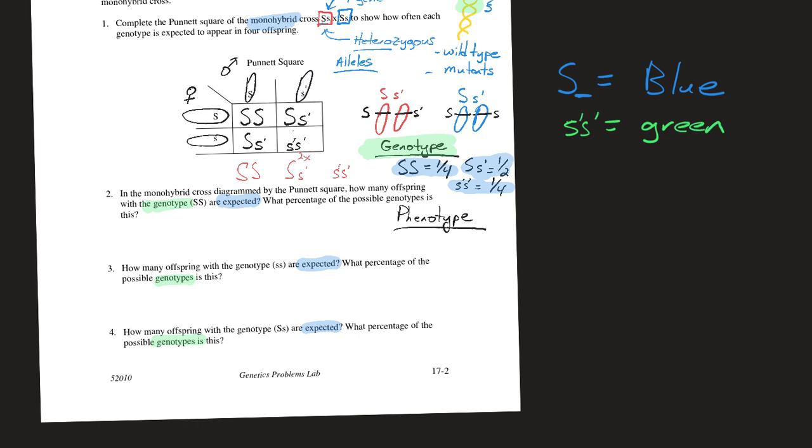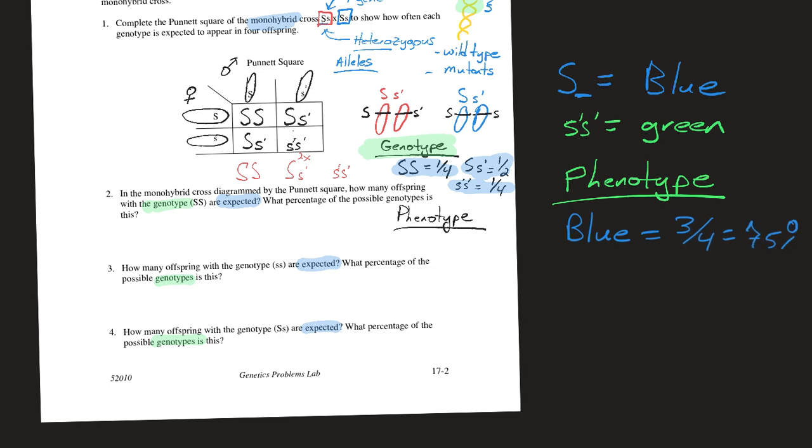Well, now we can look. Now that we know what the gene results in, we can look at phenotype probability. Now let's ask ourselves, how many of these that you're looking at in this Punnett square are going to be blue? That's right. 3. 3 out of what? 3 out of 4. Or 75%.